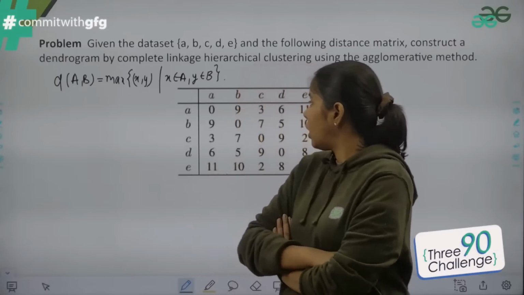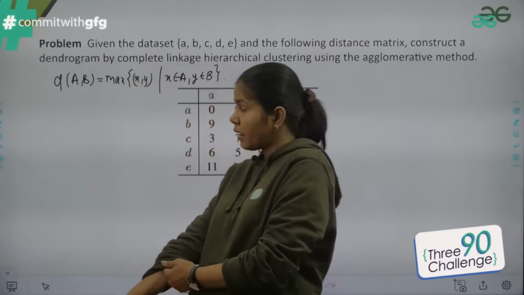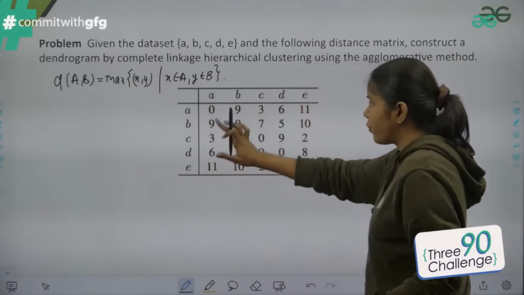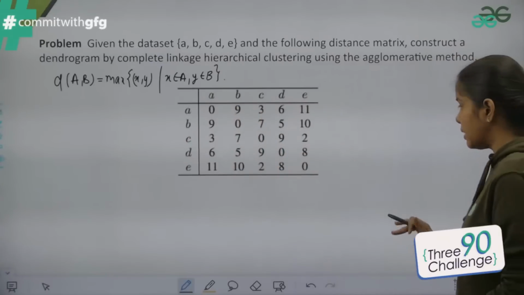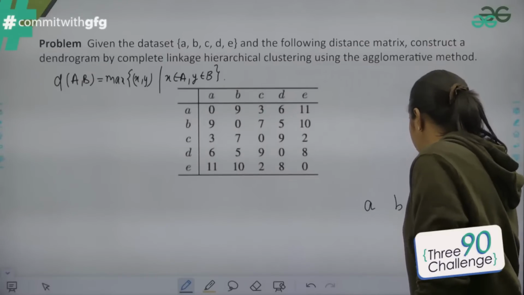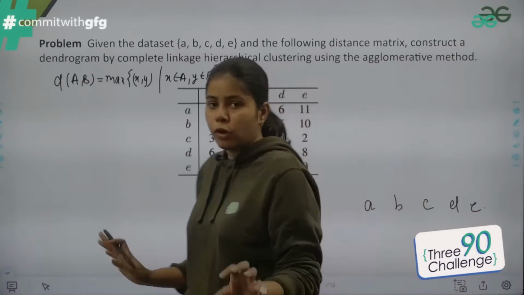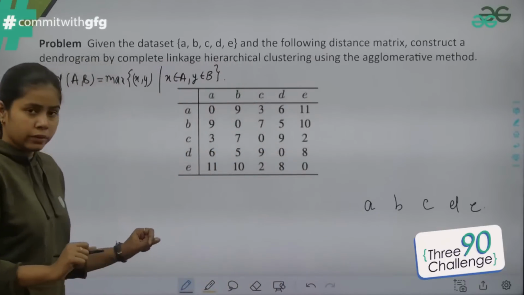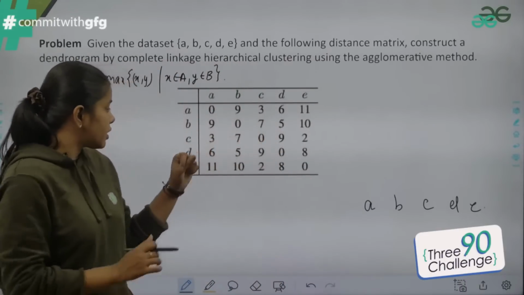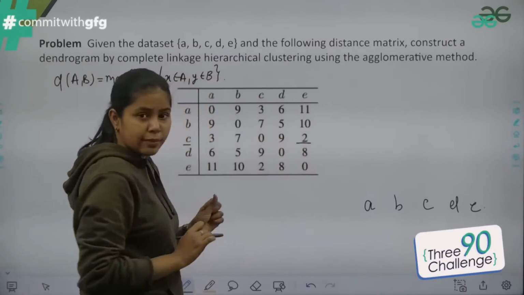Tell me, guys, how to draw a dendrogram here. So first of all, you can see that I have given 5 points: A, B, C, D, E. In a dendrogram, I'll take all these 5 points alone. Now I'll find out the minimum distance. So you can see that point C and point E have the minimum distance.